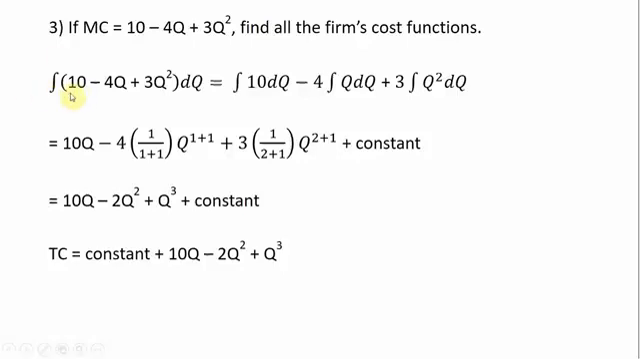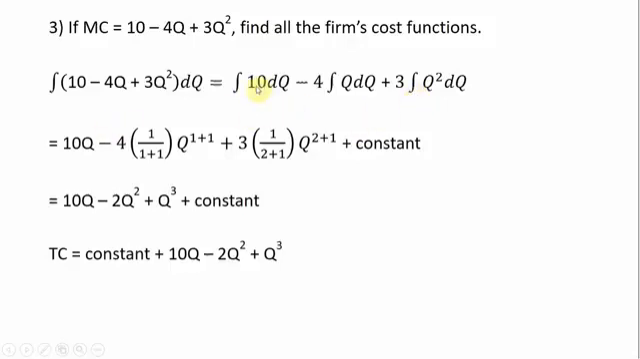So first, writing the integral of 10 minus 4q plus 3q squared, breaking this down into basically sums and differences. We have the 10 part over here, the q over here. I brought the minus 4 out in front of the integral sign. We have the q squared over here. And again, the rule allows us to bring the constant out in front of the integral sign, so we do that.